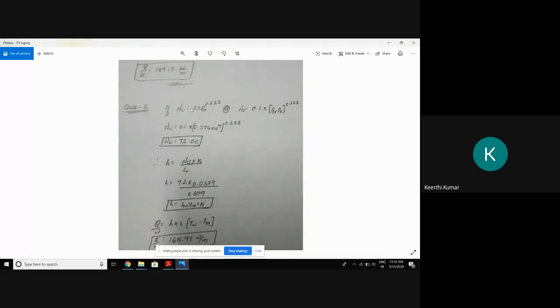See the difference. 189.13, here it is 165.97. Okay. Clear? Any doubts?